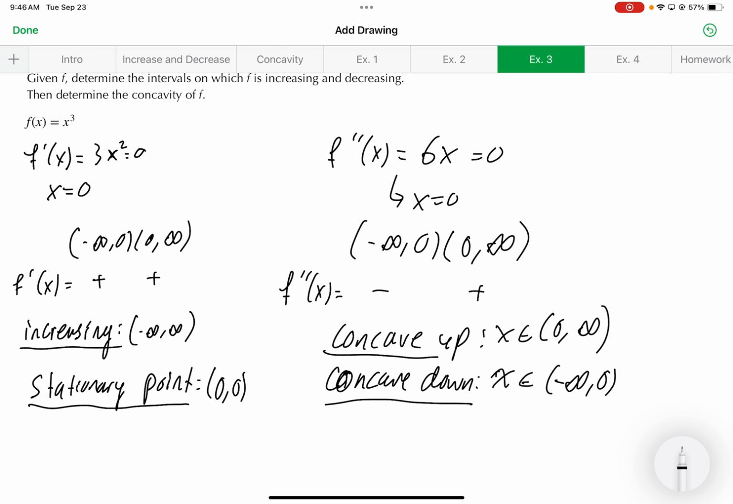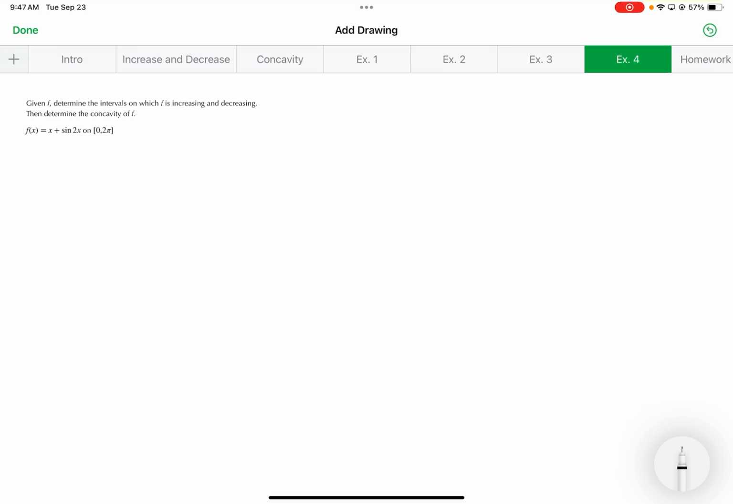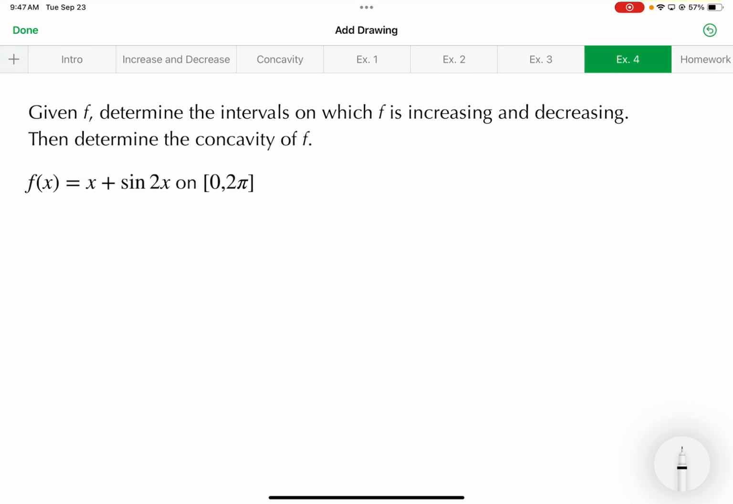Not only can we say we have a stationary point at 0, 0, what is 0, 0 in relation to our second derivative? What do we call that? Point of... Here it is. So we have a point of inflection at 0, 0, because it switches from concave up to concave down. Okay. All right. Questions there? In order for something to be a point of inflection, it has to be defined in your original function. And it is. Okay.